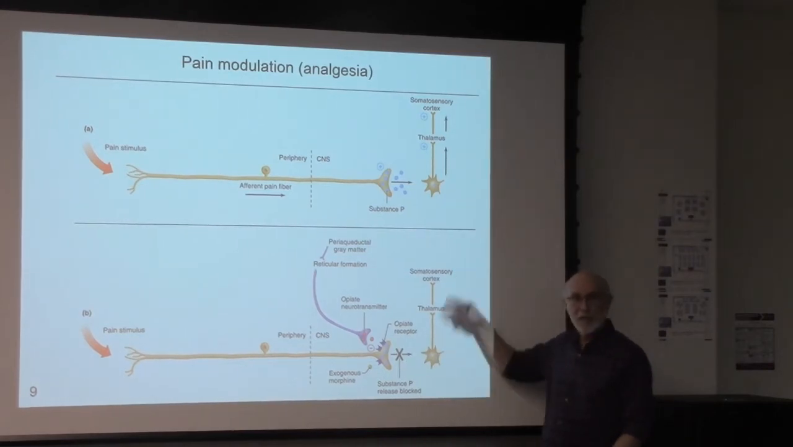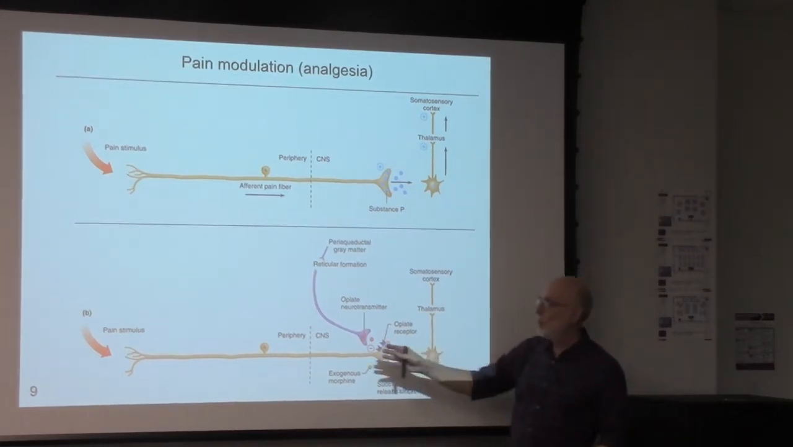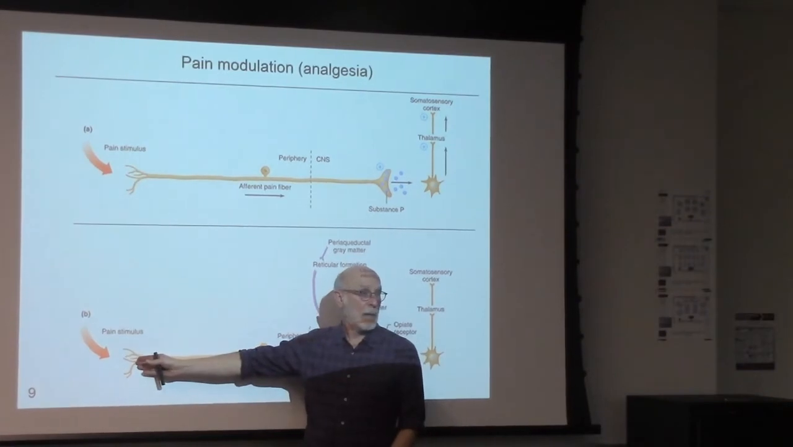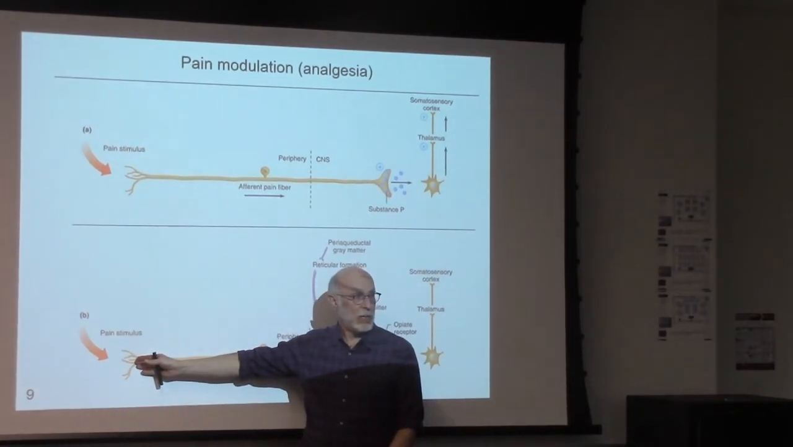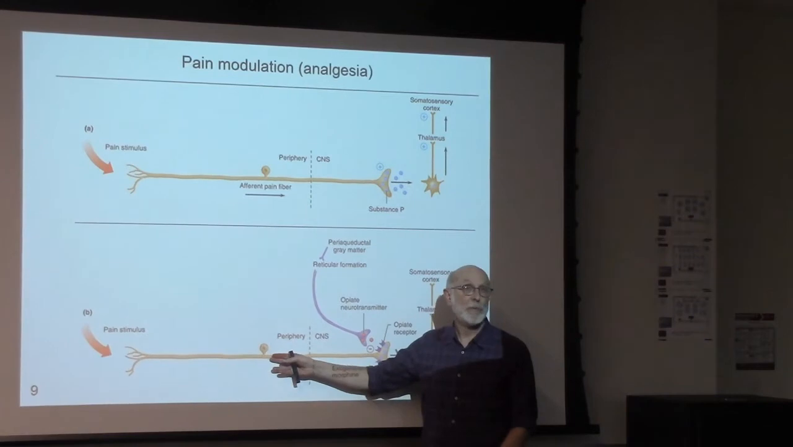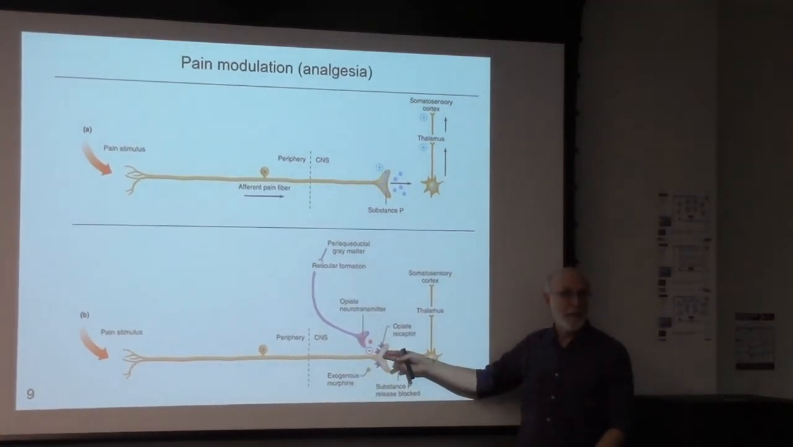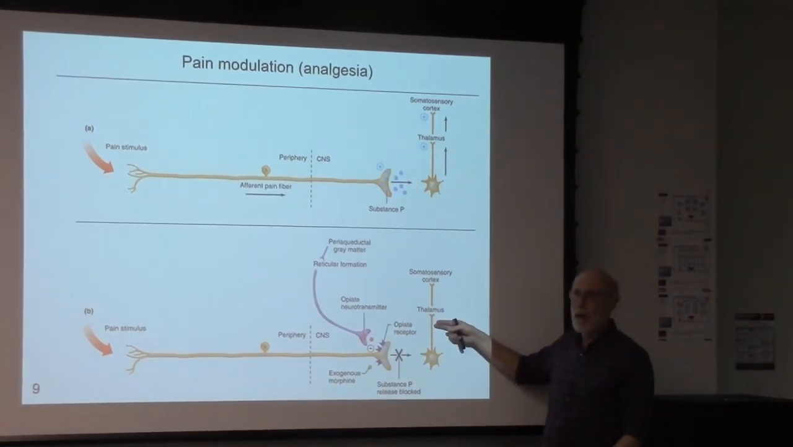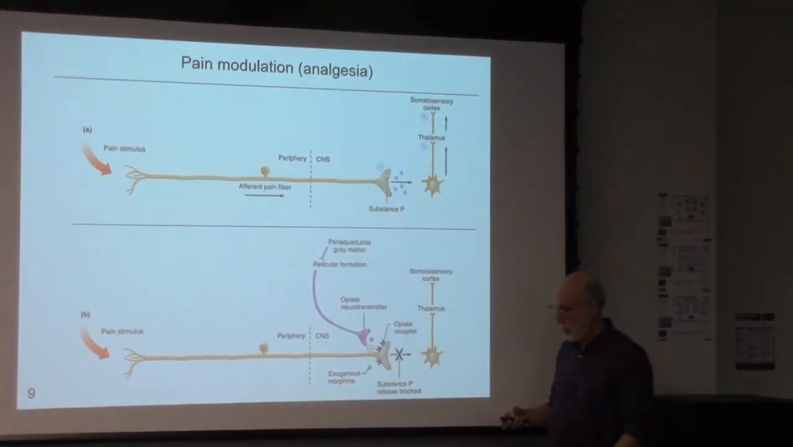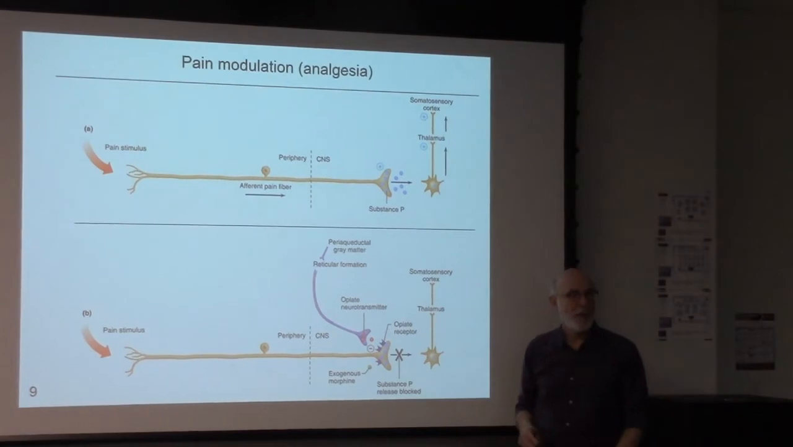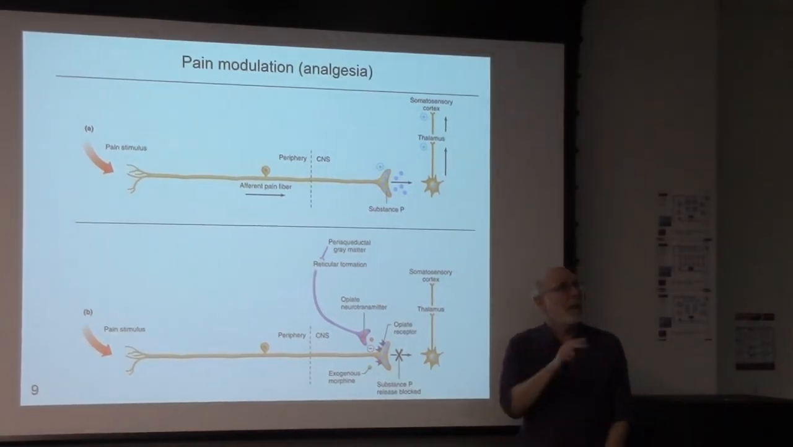So we can block this pathway. We can block the pathway with anti-inflammatory drugs. We can block the pathway with sodium channel blockers. We can block the pathway with opiates or opioid-like molecules. Those are pretty much the ways we block pain. Yeah?